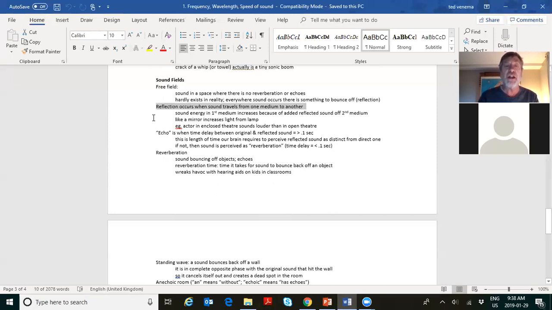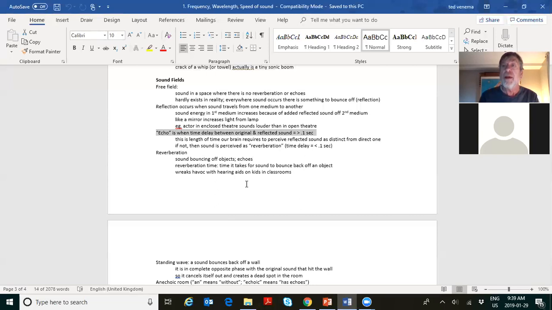So reflection occurs when sound travels from one medium to another. The sound energy in one medium, air, let's say, increases because the added reflected sound bounces off the second medium. Just like a mirror increases light from a lamp, an actor in an enclosed theater sounds louder than in a wide open theater because the walls are closer. The sound is bouncing around more. Okay? So an echo is when there's a greater time delay than a reverberation. Reverberations and echoes are similar, but they're slightly different.